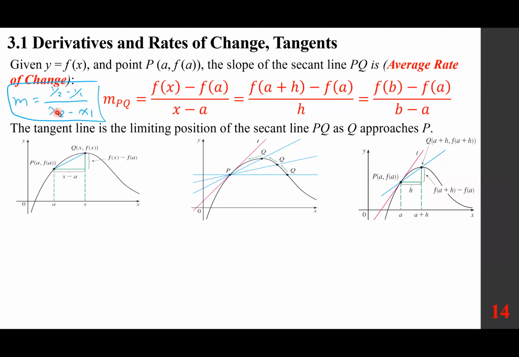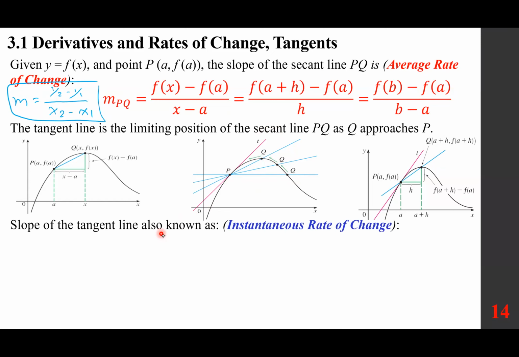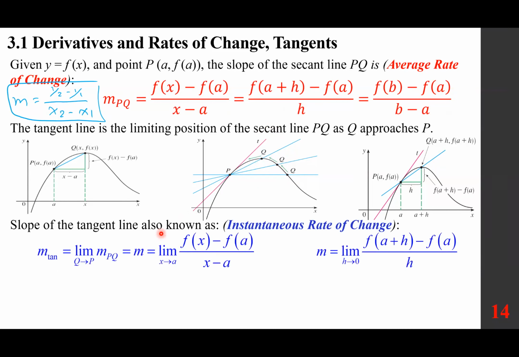Now, the blue lines are called the secant lines, and the red line is what we are interested in, which is the tangent line. As we get closer and closer to P, we get to the tangent line. Therefore, we define the instantaneous rate of change as follows. The slope of a tangent line is the limit of m of PQ, the slope of this line PQ, which is a secant line, as Q approaches P.